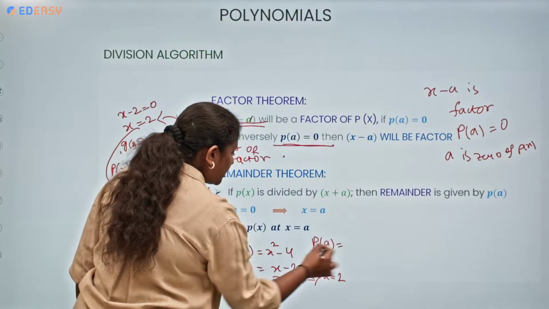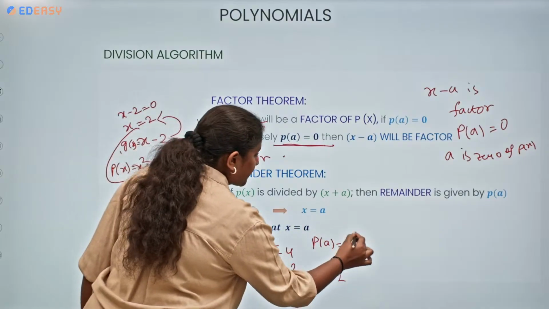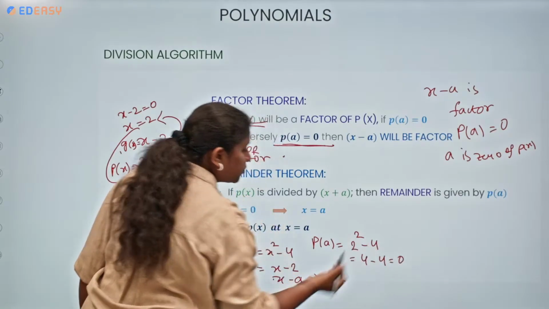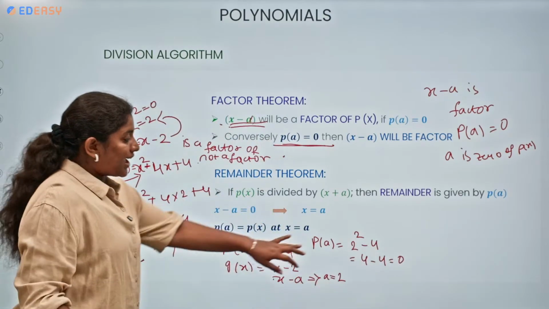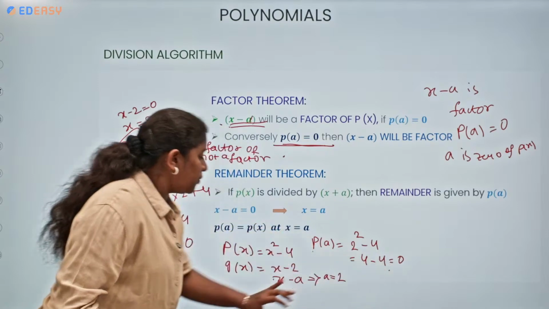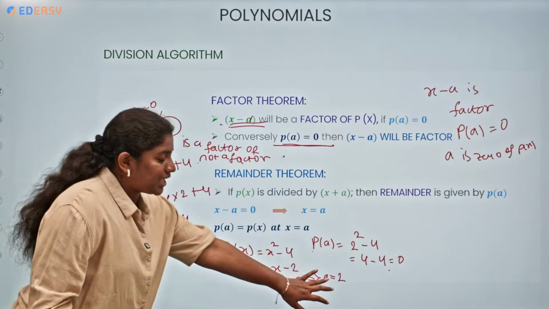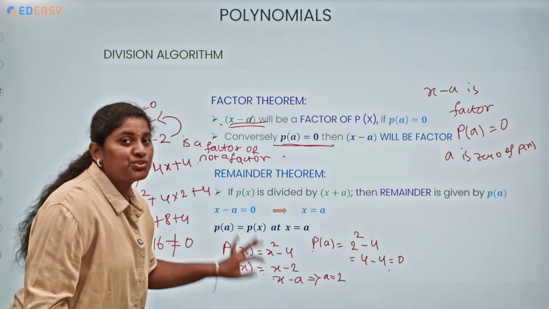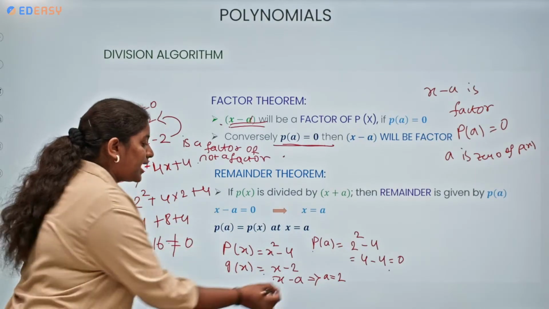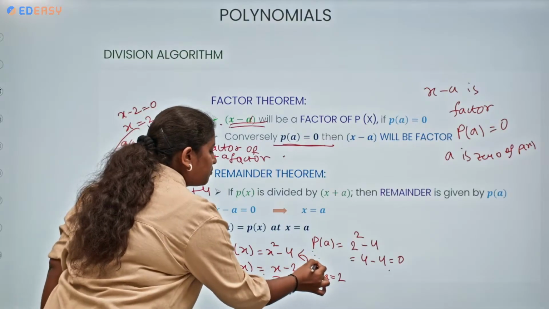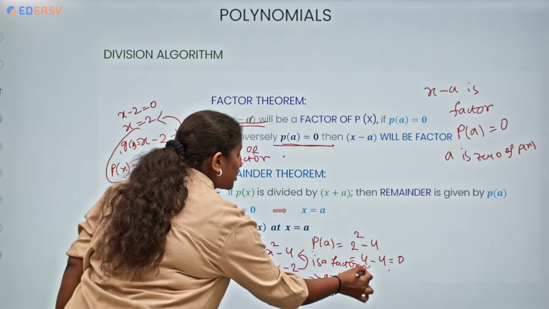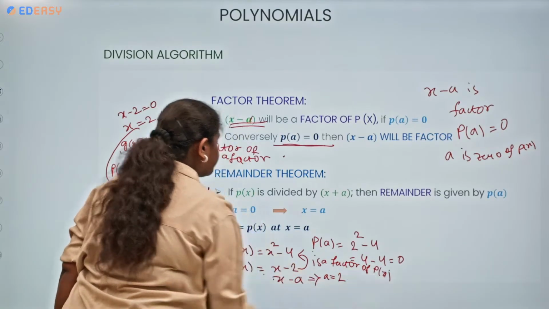So p of a equals 2 square minus 4. 2 square is 4, minus 4, which equals 0, right? So I got my p of a equals 0 by taking my a value as 2, which is given by the factor x minus 2. So simply we can say that x minus 2 is a factor of p of x. Clear? X minus 2 is a factor of p of x.